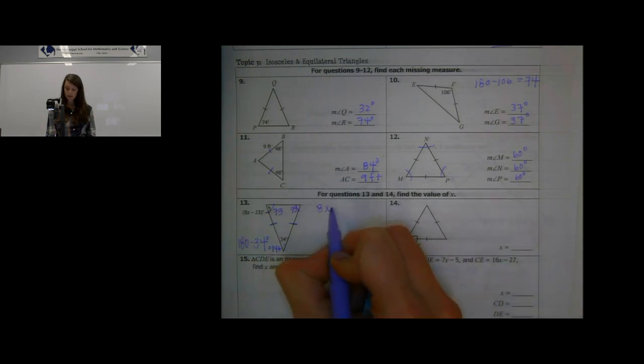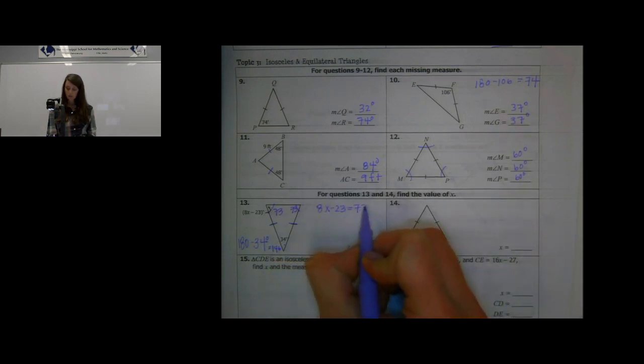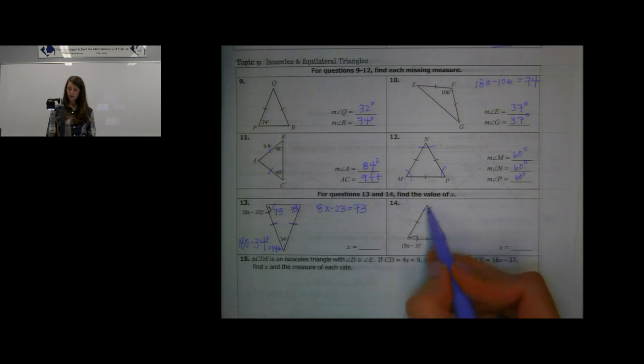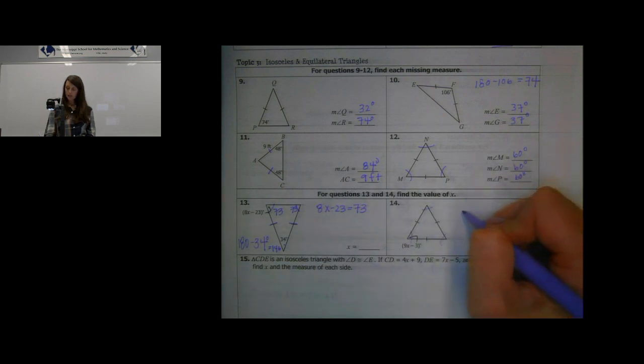So 8x minus 23 is going to be equal to 73, and solve for x. Equilateral here, so I know that all angles inside there are going to be equal to 60. So this is going to be 9x minus 3 is equal to 60.